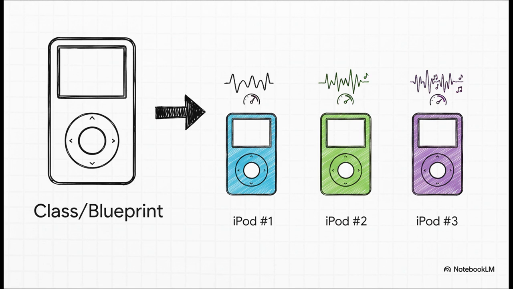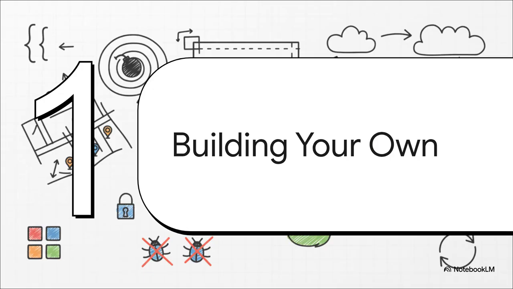And this is where the magic really happens. From that one iPod blueprint, you can stamp out millions of unique iPod objects. Sure, they all share the same basic DNA. They can all play music, they can all adjust the volume, but each one has its own separate, unique state. My iPod has my songs and is set to volume 17. Your iPod has your playlist and is set to volume 9. Same blueprint, different objects.